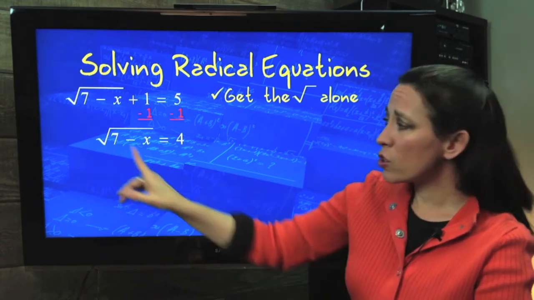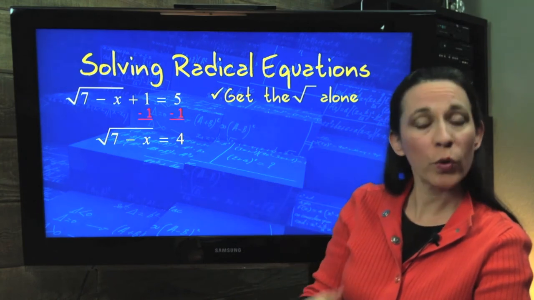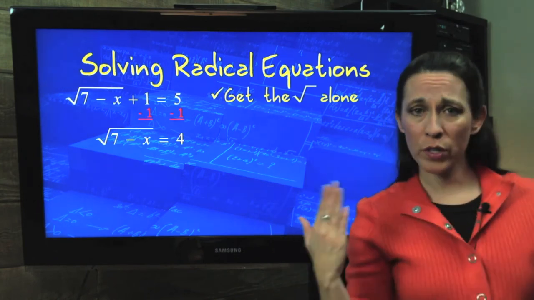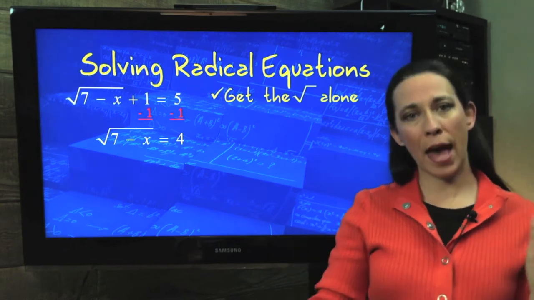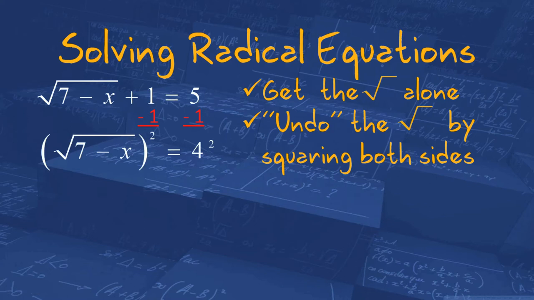It's an understood 2 here. It's a square root. So to undo the square root, we're going to square it. But remember, if we do something to the left side of an equation, we have to do it to the right. So on this left side, the square and the square root undo each other, and we're left with just the radicand underneath, 7 minus x. 4 squared gives us 16.